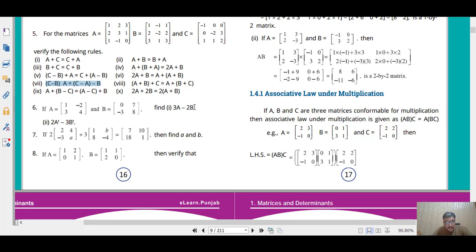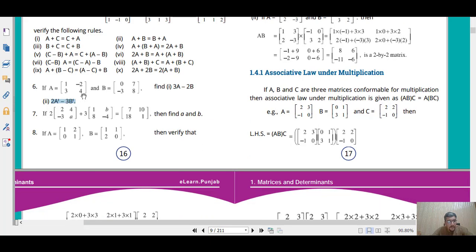It is a very simple question. You have to simply multiply the A matrix with 3 and the B matrix with 2. So whatever the result will be, you have to subtract the two matrices. I'm not solving the first part, I have explained it to you, and I'm going to solve the second part, in which you have to take the transpose. So before multiplying with 2, you have to first of all take the transpose of A and the transpose of B, then you have to multiply. So question 6, part number 2, we are going to solve.